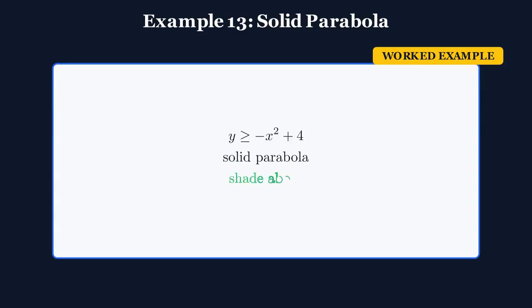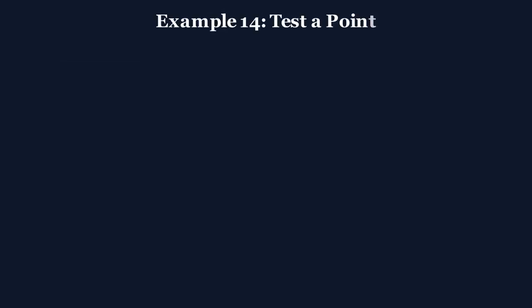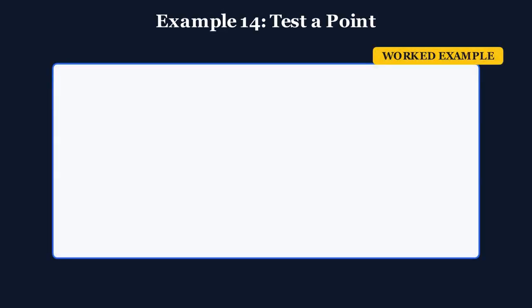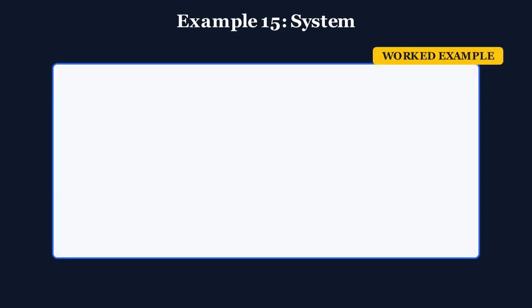For y less than or equal to x squared minus 4, test 0, 0. 0 is less than or equal to negative 4, which is false, so do not shade the origin side. For the system y greater than or equal to x squared minus 4, and y less than or equal to 2, the feasible region is above the parabola and below the horizontal line.